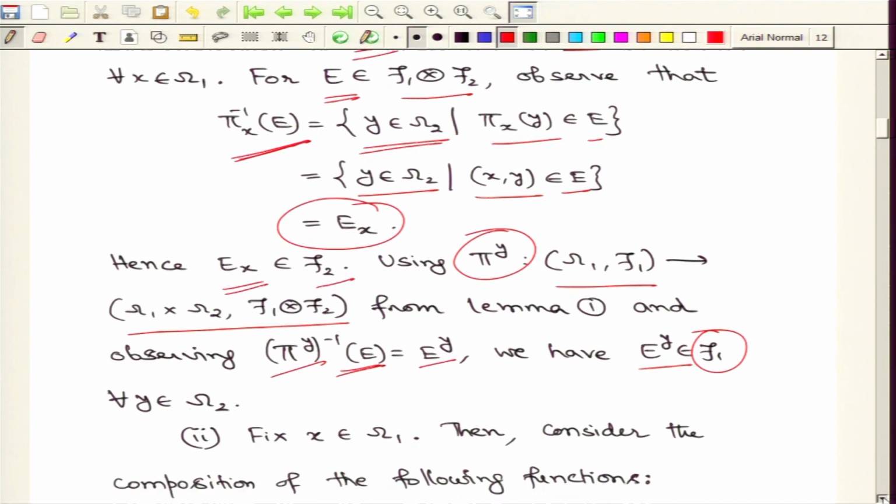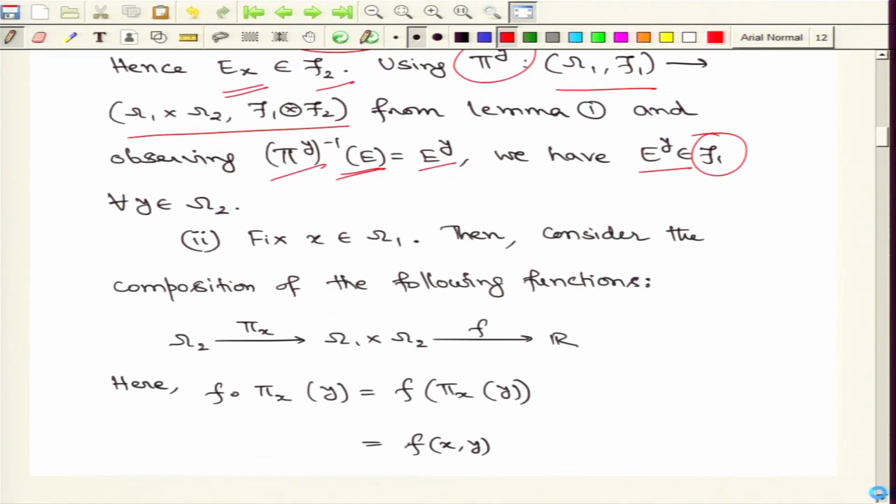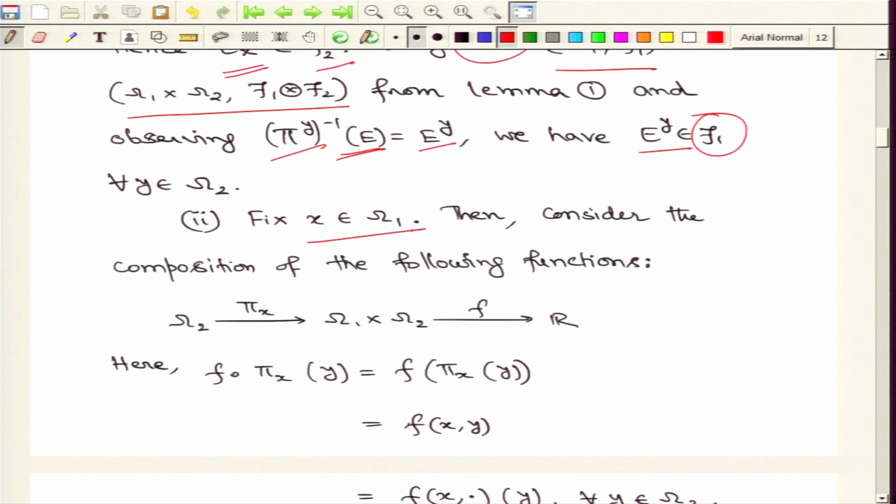Now, let us look at the property involving the functions. So, here what we do first is that we fix a point again coming from the first set. Now, consider this composition of functions. First, we start with the second set omega 2, apply the function pi x, which will take it to omega 1 cross omega 2 by sending any y to (x, y). But then you again appeal to the function f which is given to you, then this will be taken to the value f(x, y). This is a real number. So, therefore, you have a nice composition of functions.